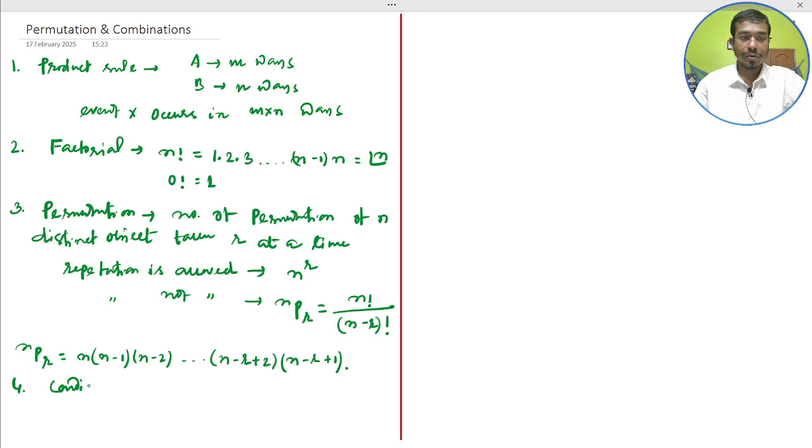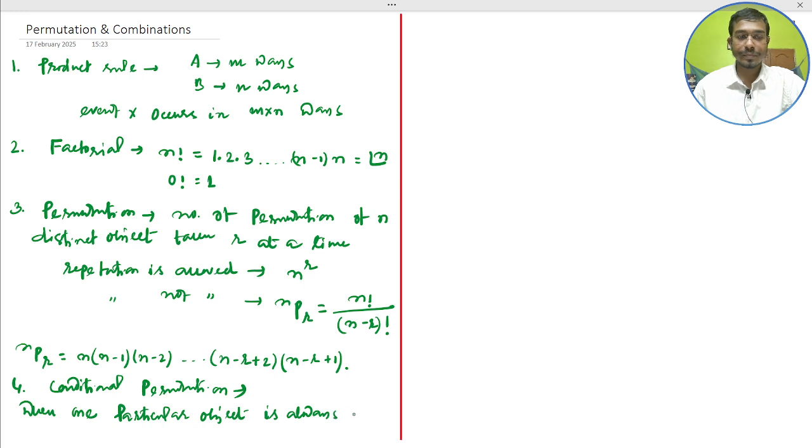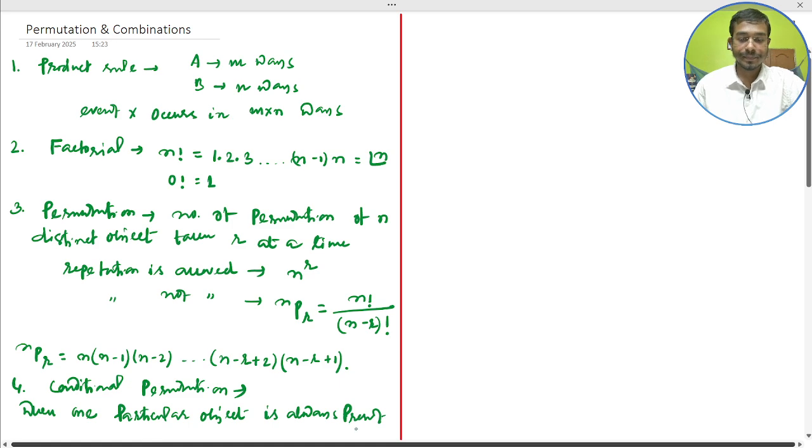Number 4, conditional permutation. Conditional permutation means the number of permutations when r objects are taken from n distinct objects. First, when one particular object is always present, that would be r into n minus 1 P r minus 1.